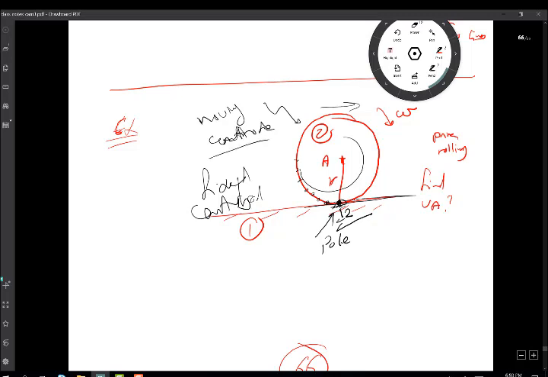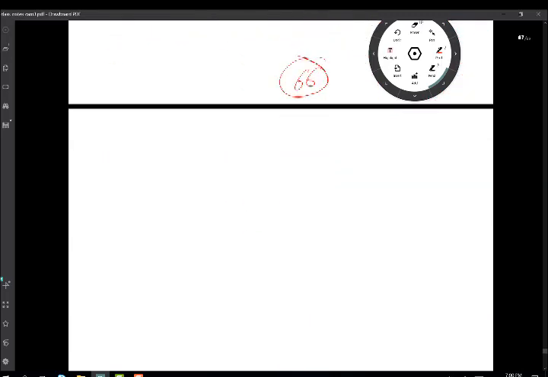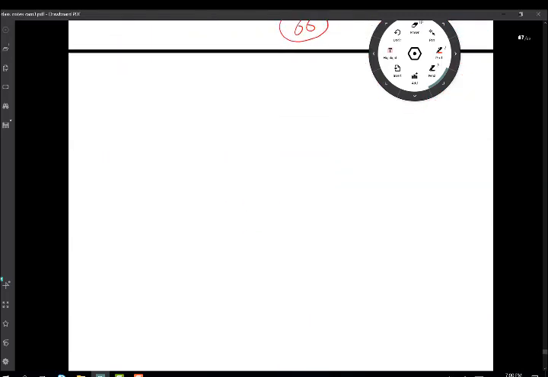So if I want the velocity of point A now, because I know the wheel is doing pure rolling, instantaneously about point 1,2, I can say it is just omega times the distance to the pole, omega r. This will give me the velocity of point A.